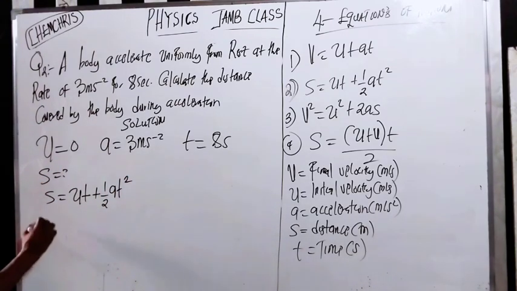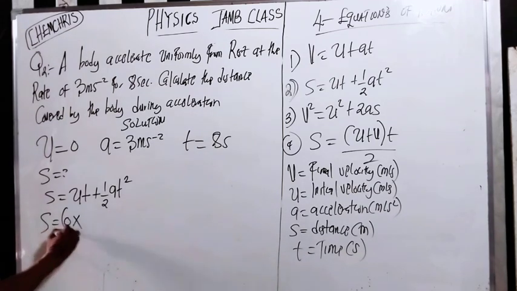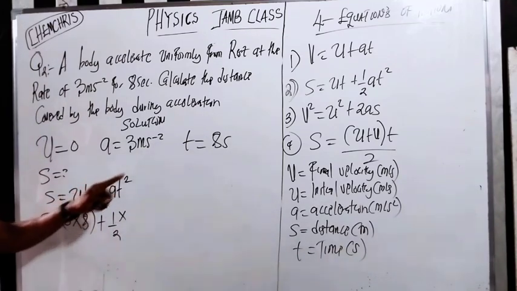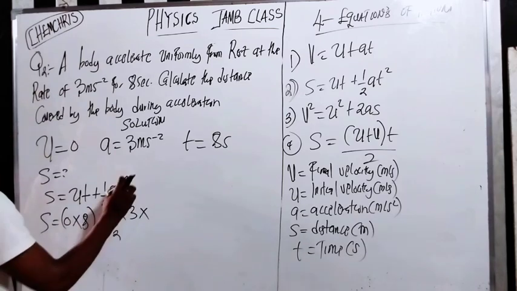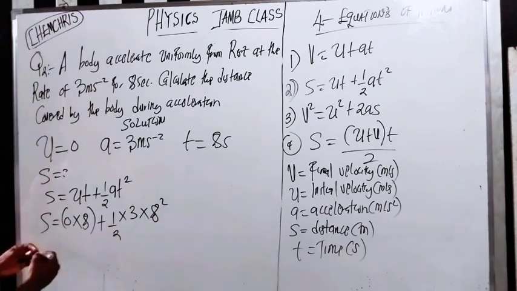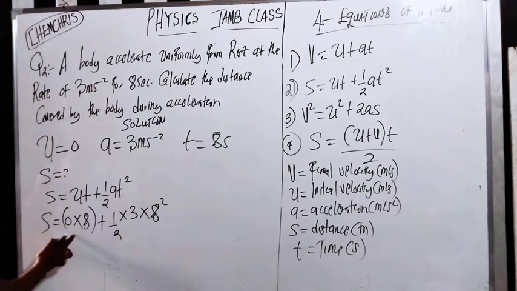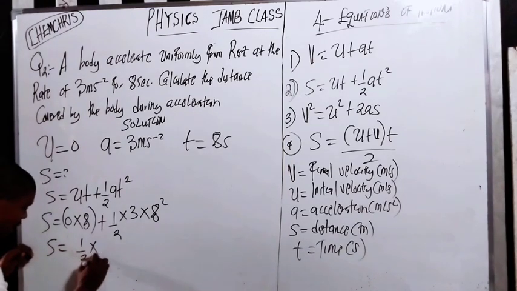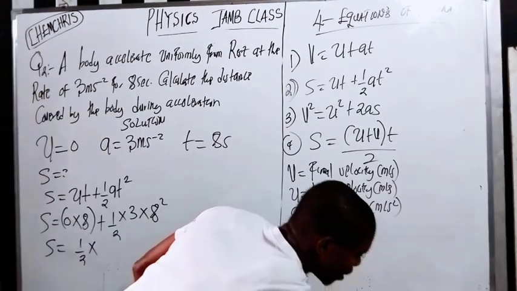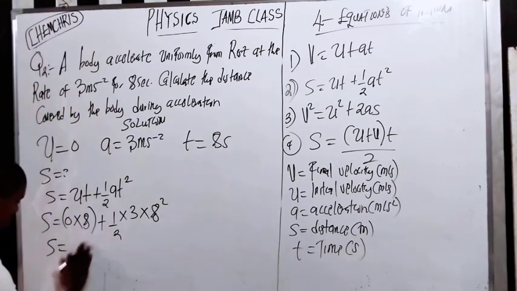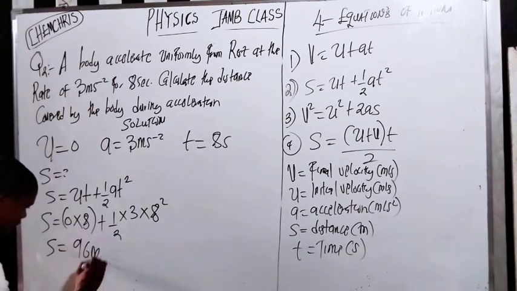So u is 0 here. So x equals 0 times t, my t is 8, plus half times my a, which is 3, times my time, 8 squared. So this is going to be 0, right? So x equals 0 plus, we can ignore it. 1 over 2 times 8 squared times 3, that is 8 squared times 3 divided by 2. When you do your calculation, you're going to get 96 meters. That is the answer.